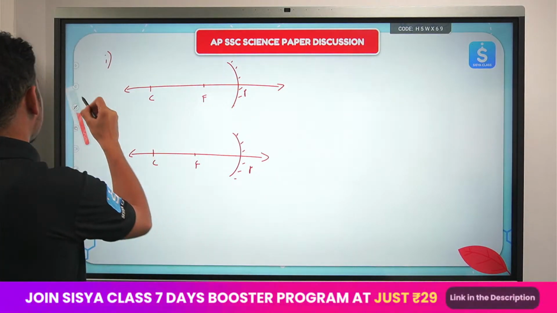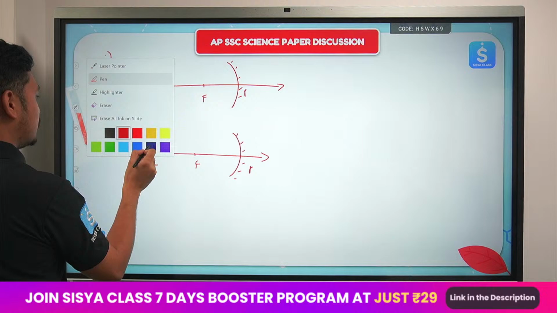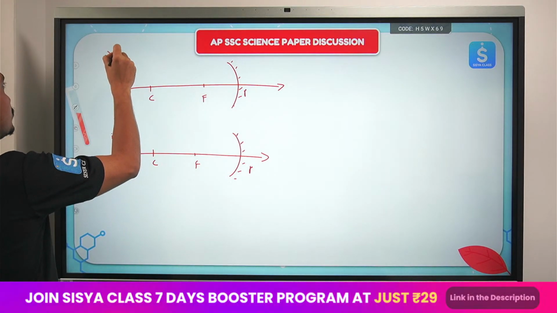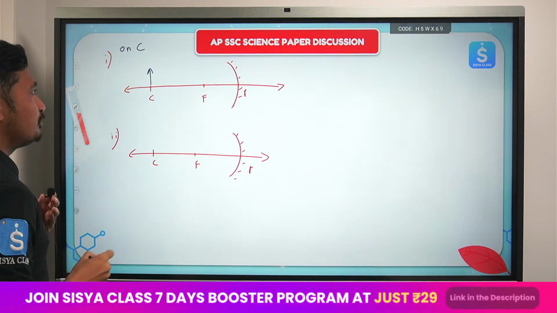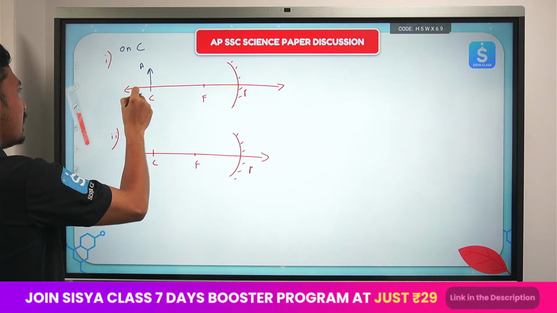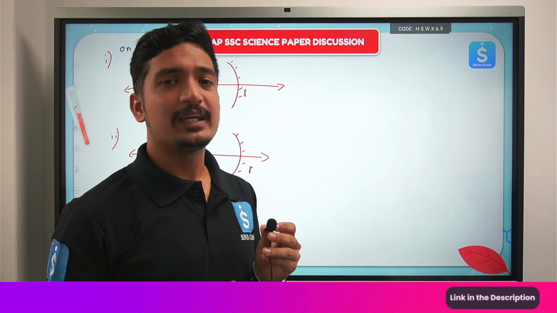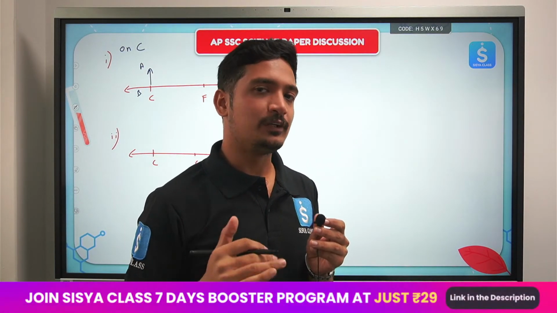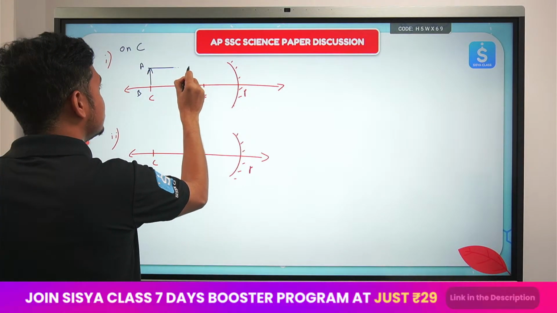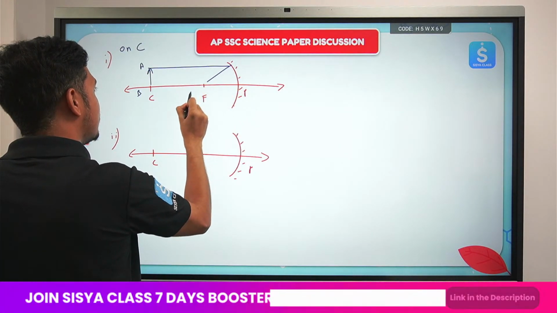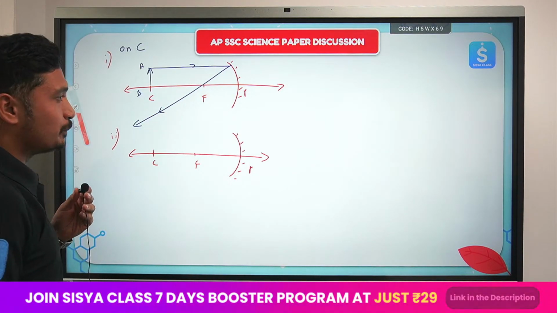Moving ahead, here we'll be creating the lines for the ray diagrams. Case 1 was where the object was on C. So we'll create the object on C, label it A and B, and from here we'll create two rays. These rays can be created using any two of the 3 rules that we have learned. I'll use rule number 1. Rule number 1 is if it is parallel to the principal axis, it will go through F after reflection.